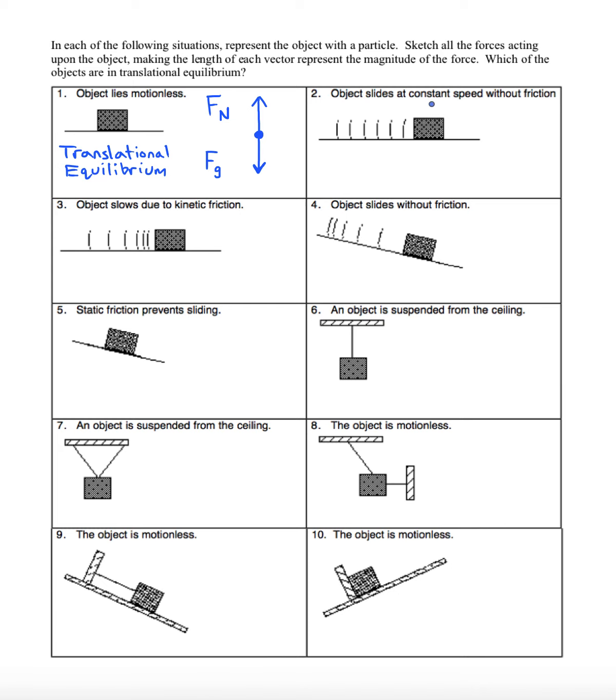This box is sliding at constant speed without friction. Let's represent it as a dot. Now, when the object is moving across ground, it still feels a force of gravity. And it's still in contact with the ground, so it feels a normal force too. So some people will tend to put a forward arrow for this diagram. And they do that because they see that the box is moving to the right.